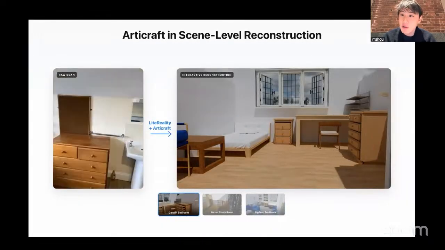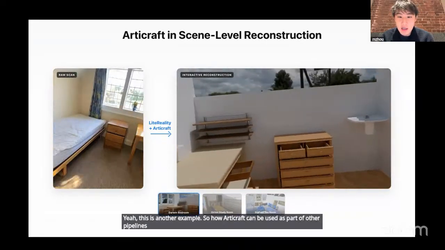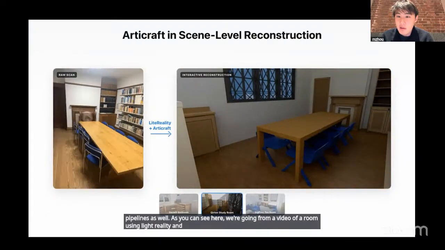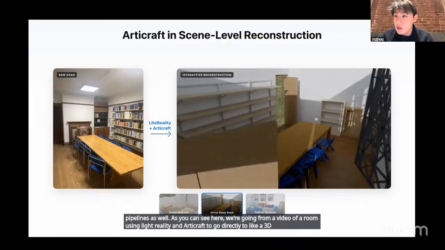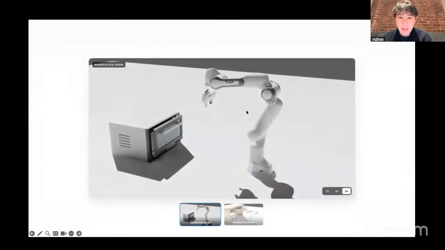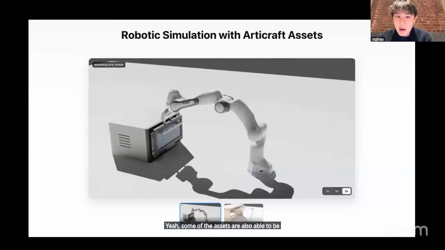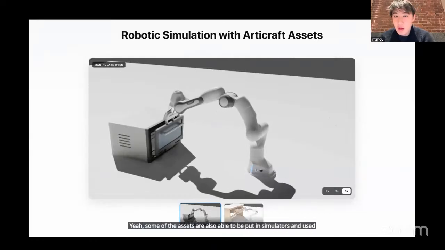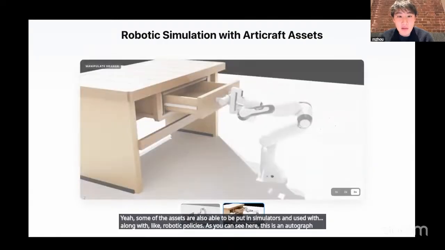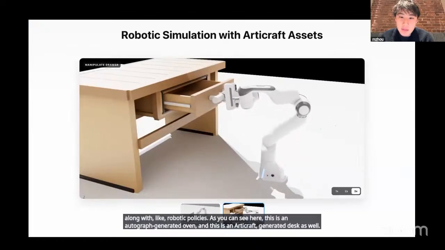This is another example of how Articraft can be used as part of other pipelines as well. As you can see here, we're going from a video of a room, using light reality and Articraft, directly to a 3D articulated version of the scene. Some of the assets can also be put in simulators and used along with robotic policies. Here, this is an Articraft generated oven, and this is an Articraft generated desk as well that's articulated.